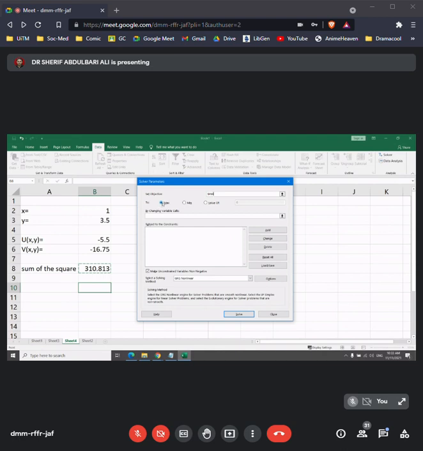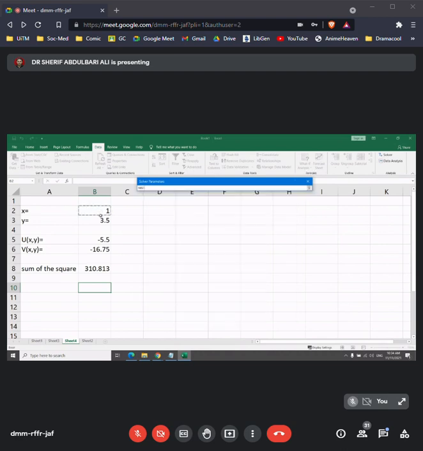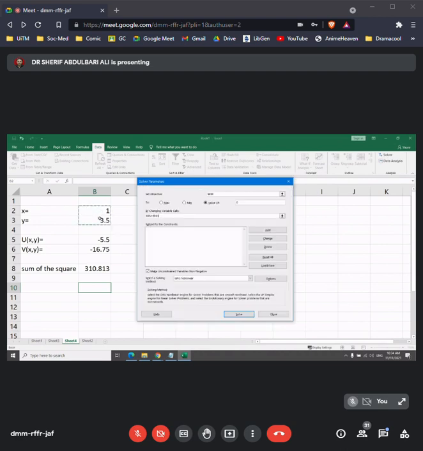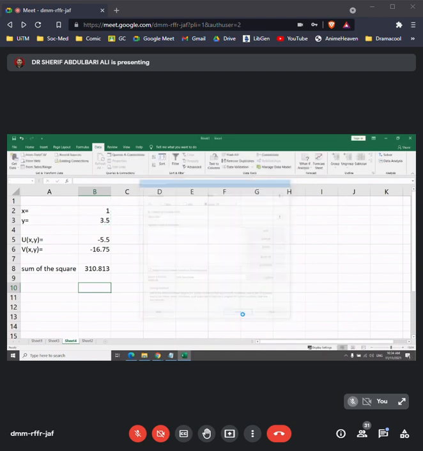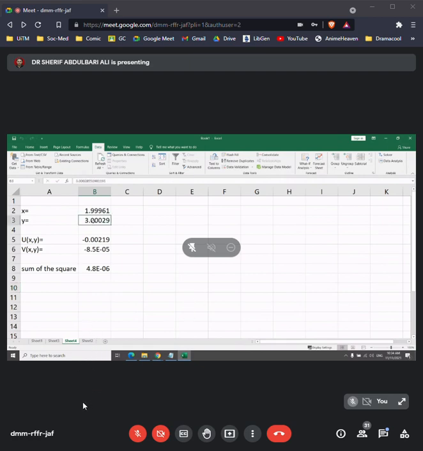I don't want to maximize it and I don't want to minimize it. I want to set it to the value of 0. So make sure that you click on Value Of, and here it's 0. What's my initial value? By changing variable cells, X and Y. Then click Solve. When you click Solve, you're going to find the answer from Excel: X is equal to 2, and Y is equal to 3. Okay, this is the way.